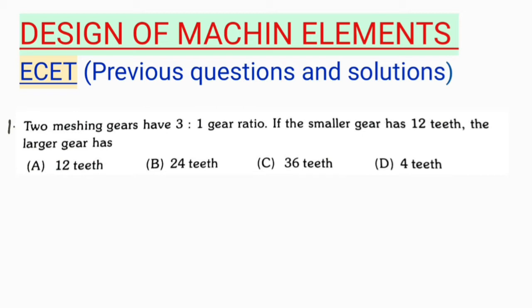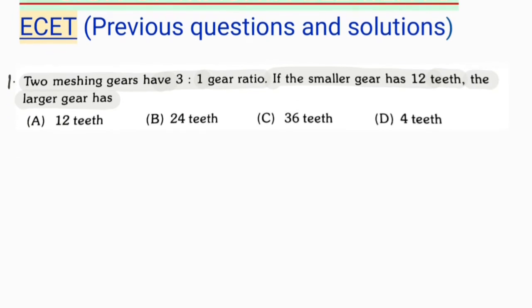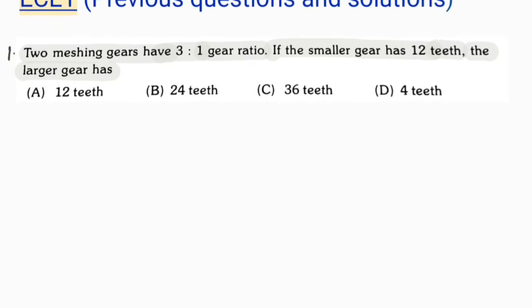Look at the very first problem. Two machine gears have a 3:1 gear ratio. If the smaller gear has 12 teeth, the larger gear has? You are asked to find the larger gear's number of teeth. You know, gear ratio equal to n2 by n1 is equal to t1 by t2.